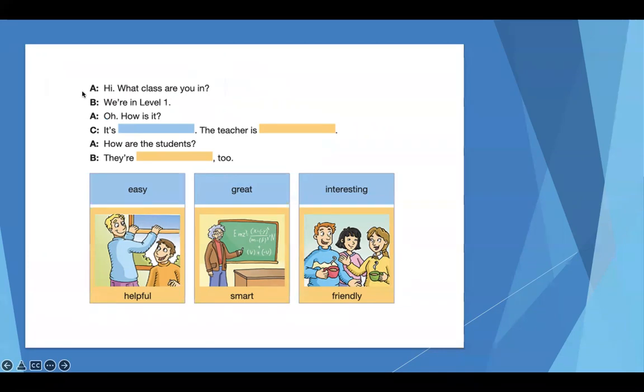Hi, what class are you in? We're in level 1. Oh, how is it? It's easy. The teacher is helpful. How are the students? They're helpful too.